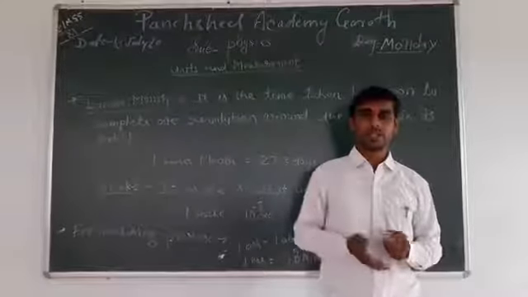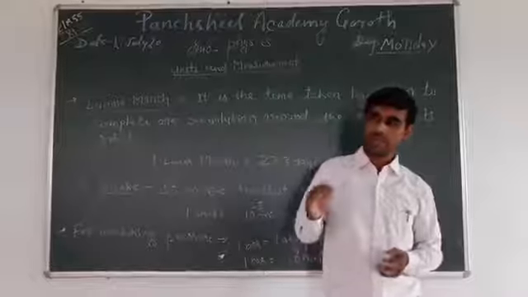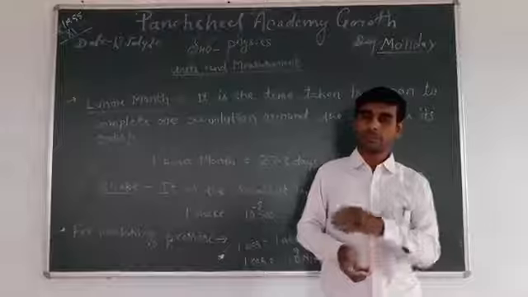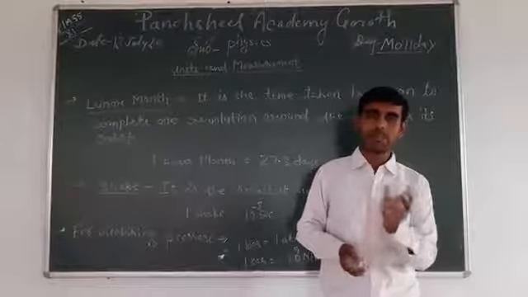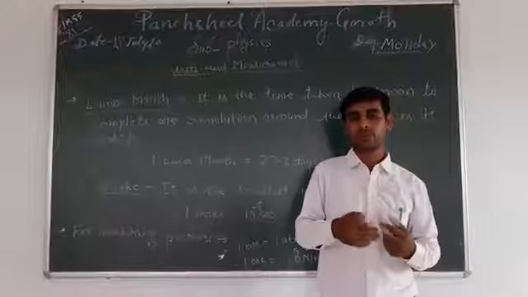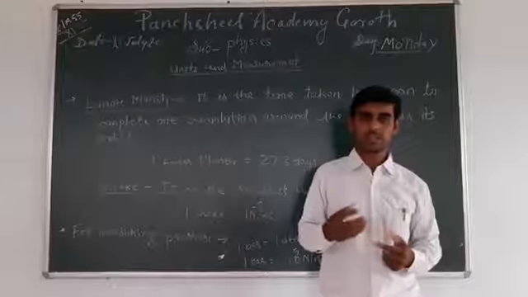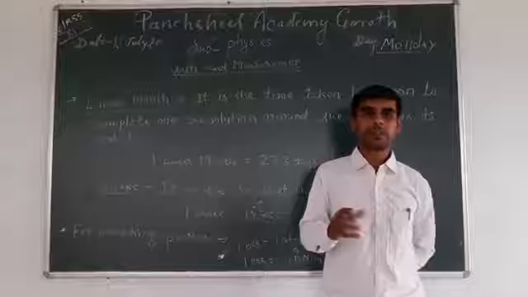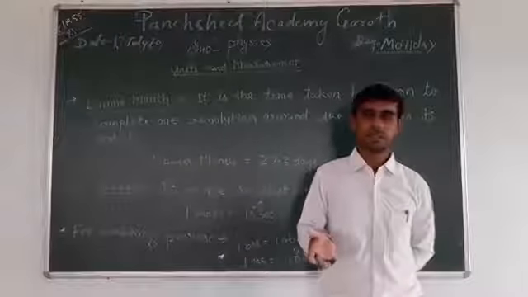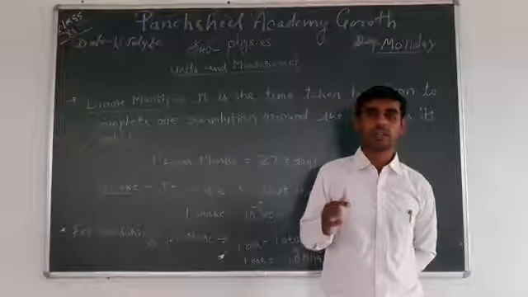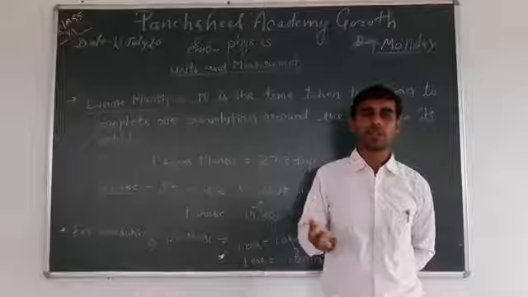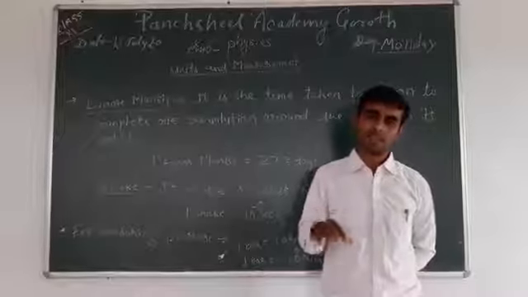Okay, so some metrics are in multiples of 3 in the positive way and some metrics are in negative exponents, such as 1 millimeter means 10 to the power minus 3 meter, 1 micrometer is 10 to the power minus 6 meter, and 1 nanometer is 10 to the power minus 9 meter.